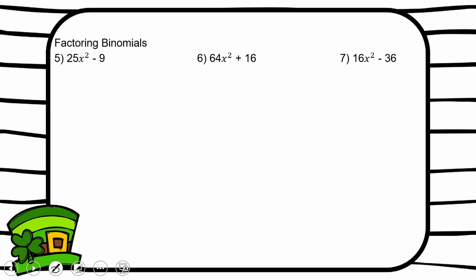So on number 5, 25x squared minus 9. First thing you always do is look for a GCF. Is there something that divides 25 and 9? And in this case, there's not, other than the number 1. What about variables? x squared and no x. So this case has no GCF, which can happen. So now we're just left with the same problem. It didn't change at all. Is it a difference of two squares? Well, let's see. Is it a difference? Yep.